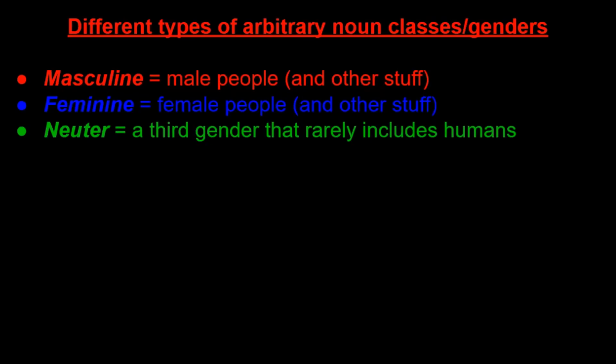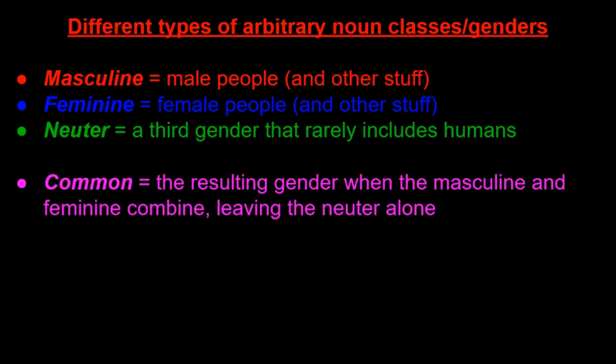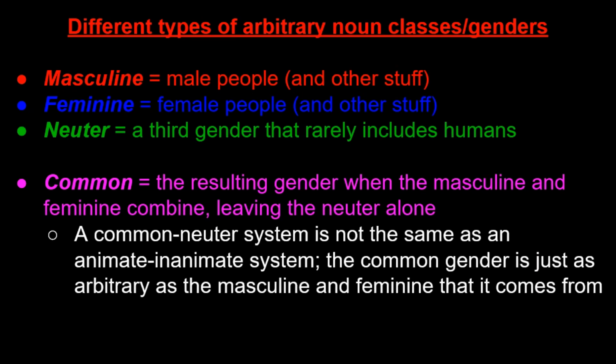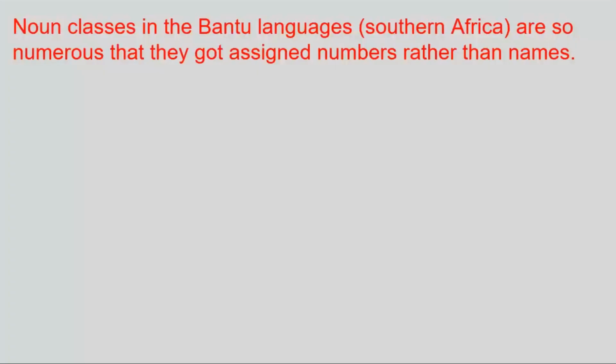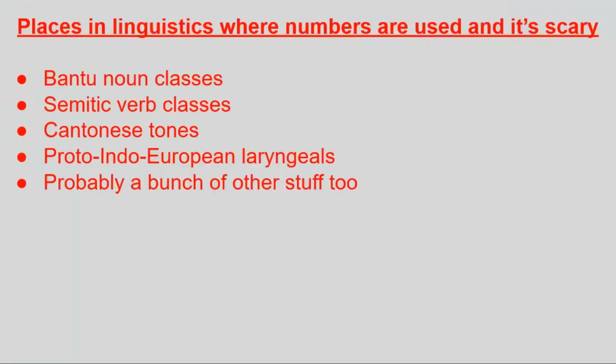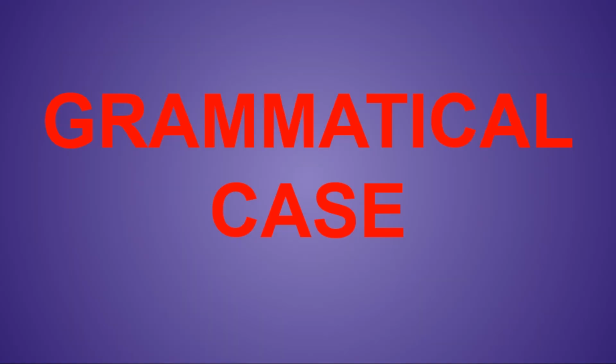And also in a few languages, the masculine and feminine have now merged into each other, forming a new gender, the common gender. This is found in Swedish, Danish, and Dutch, and remember, it's different from an animate-inanimate system because common neuter systems have nouns assigned arbitrarily, just like the three-gender system they come from. Finally, for the noun classes, there's the Bantu languages, which have so many noun classes that they're numbered. So if you know the numbers 1 through 22, you're good on those terms. But as a general rule of thumb, you should probably be worried if you see numbers larger than 3 in linguistics.